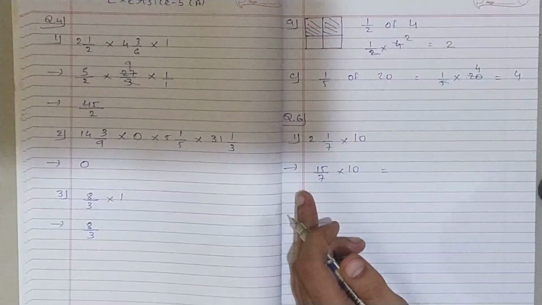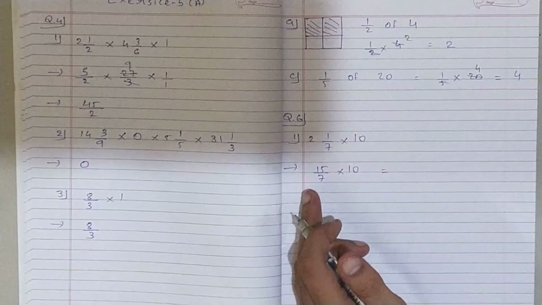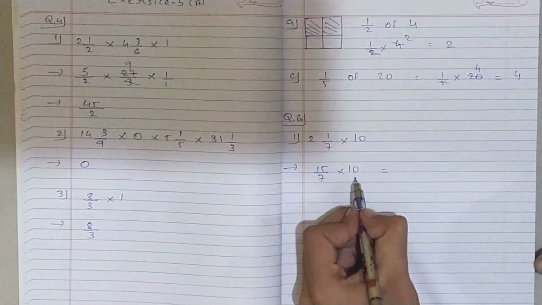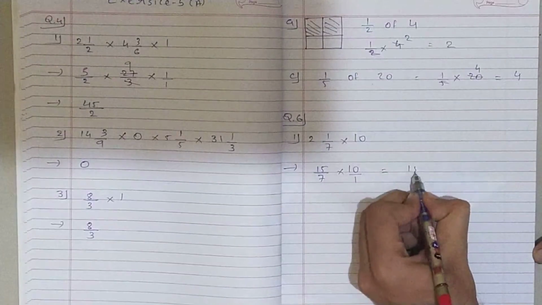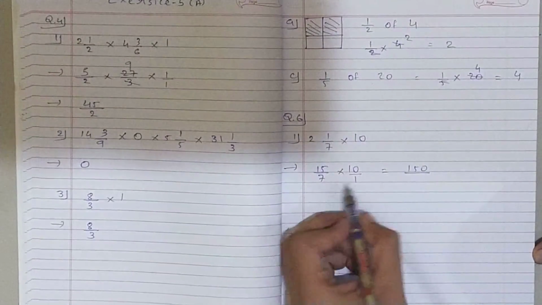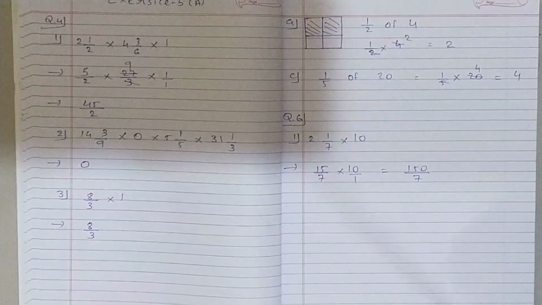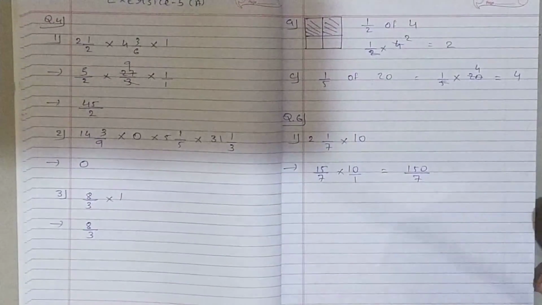Here, if cutting is possible then we must do cutting, but here it is not possible, so we'll directly go for multiplication. Numerator to numerator multiplication. 15 10s are 150. Here the denominator is 7 1s are 7, right? So this is our final answer.